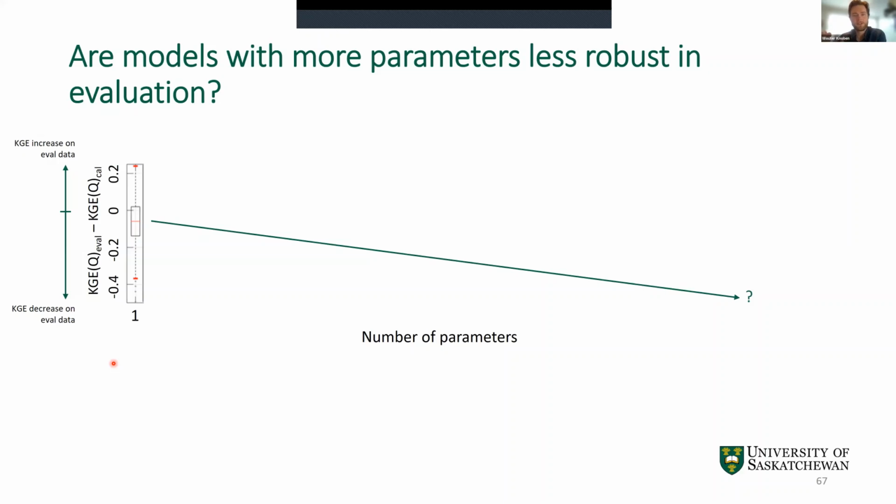Now, what we would expect to see if these expectations are true is that these box plots have a tendency to shift towards the lower right, because as these models have more parameters, we expect them to become more overfitted and thus lose performance and become less robust when we give them new data.